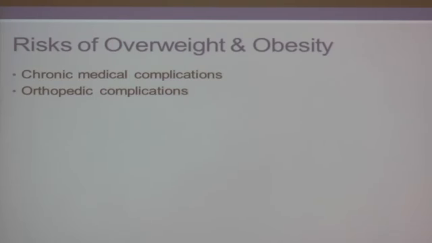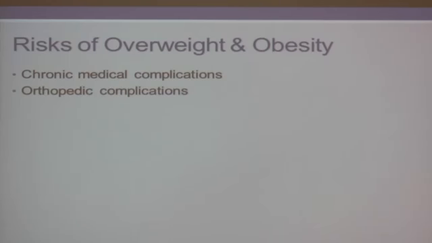And then also more common medical, I'm sorry? Sleep apnea. Sleep apnea. So additional chronic medical complications that are associated with overweight or obesity: sleep apnea, high blood pressure, diabetes, high cholesterol, those really common things that we see with overweight or obesity.